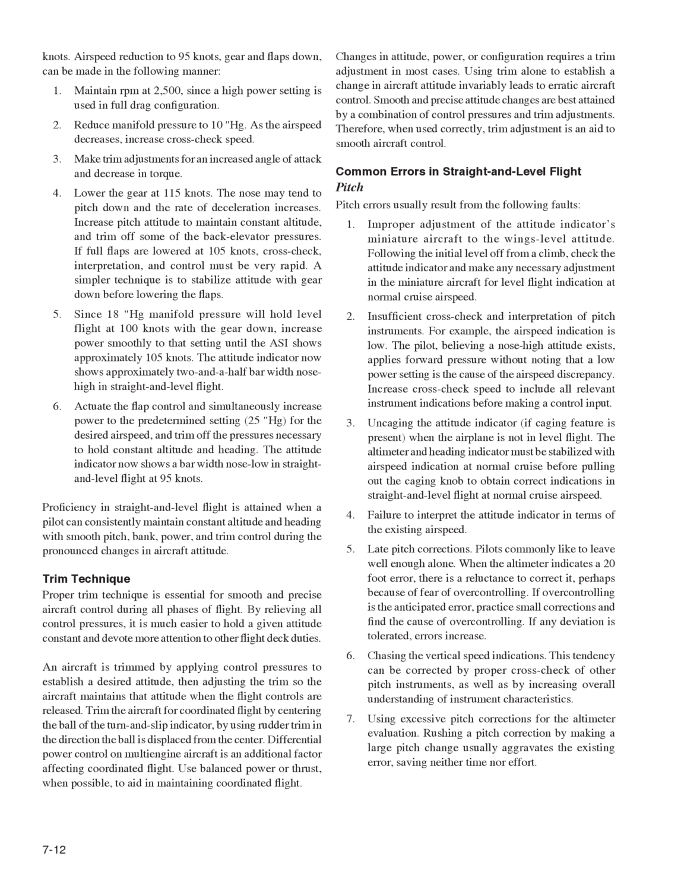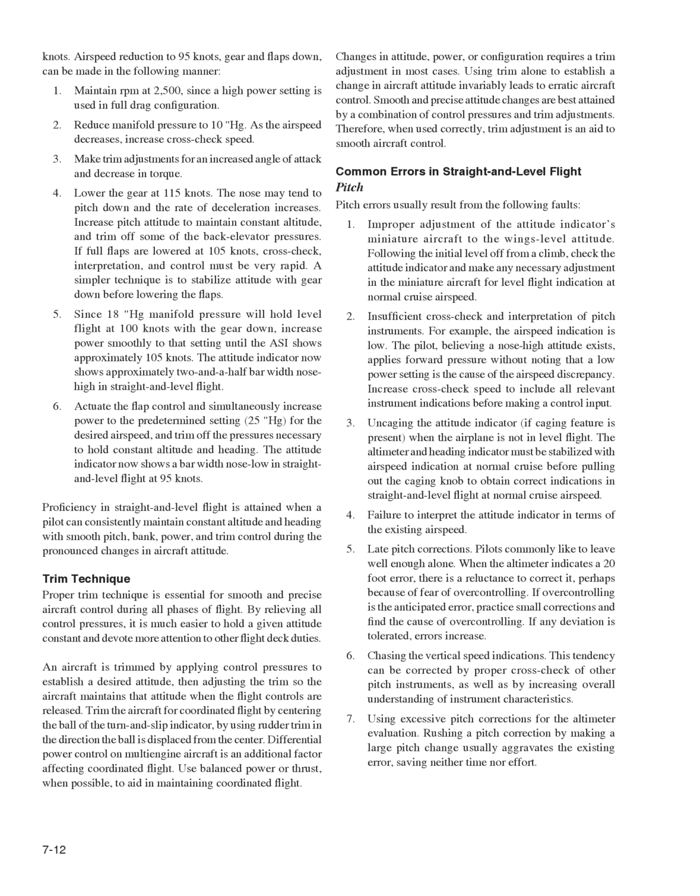Since 18 inches Hg manifold pressure will hold level flight at 100 knots with the gear down, increase power smoothly to that setting until the airspeed indicator shows approximately 105 knots. The attitude indicator now shows approximately 2.5 bar width nose high in straight and level flight.